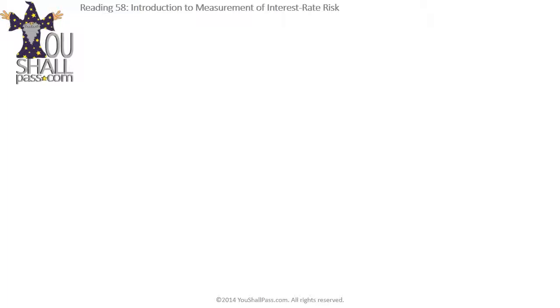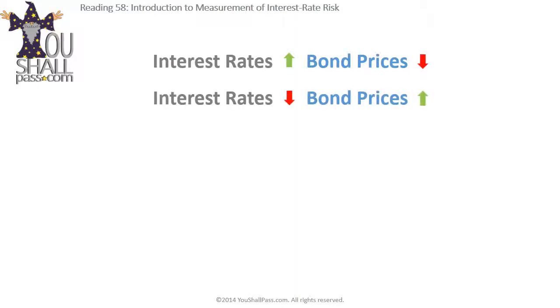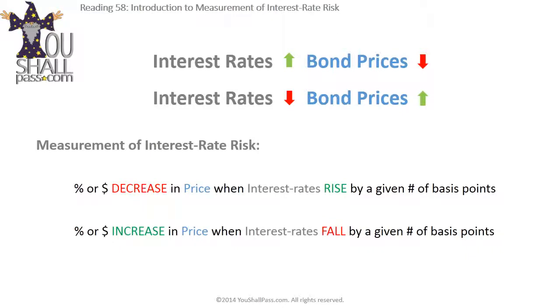Alright, so if you're this far into fixed income, by now the relationship between bond prices and interest rates should be second nature to you. As interest rates drop, bond prices come up and vice versa. So the next logical thing to ask then is by how much? And that basically is the measurement of interest rate risk. How much will bond prices rise when interest rates fall by a given amount? And how much will bond prices fall when interest rates rise by a given amount?